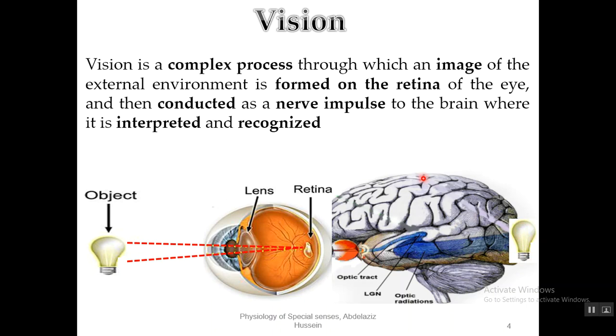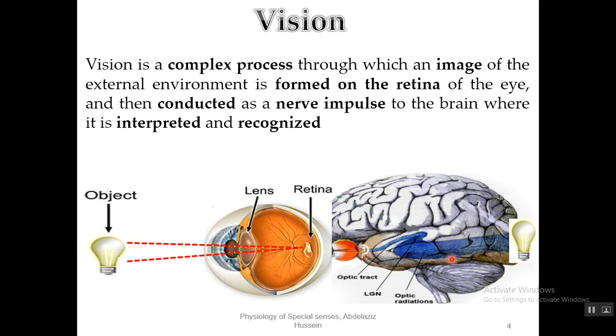So vision, we can define simply as a complex process through which an image of the external environment is formed on the retina of the eye, and this image is conducted as a nerve impulse to the brain where it is interpreted and recognized. So the vision consists of two parts. The first part is the formation of the image on the retina, and the second part is the transmission of the impulse through a specific pathway called the visual pathway.